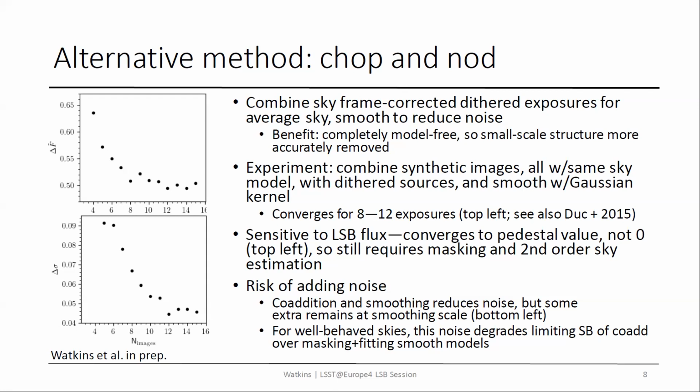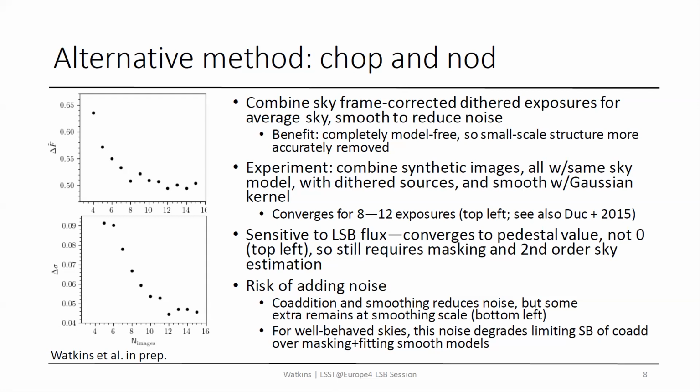The other biggest issue is the risk of adding noise. Because you're only combining 8 to 12 exposures, you can beat down the noise a lot by smoothing it, but you're never going to get rid of it entirely, which is what this lower left panel is showing here. This is the difference between the standard deviation of the output sky versus the model sky that I input. You can see it has this sort of 1/√n behavior, and you never quite get to 0.